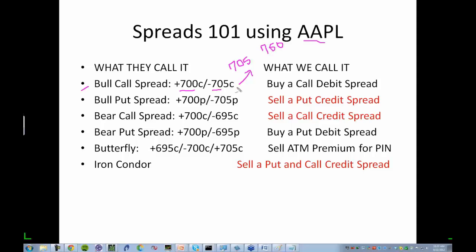What they call it is a bull call spread. What we call it in the room is, hey, we're going to buy a call debit spread. To me, that just makes sense. We're buying a call debit spread. It's kind of like a covered call. Now, I'll be honest with you, I'm not a huge fan of debit spreads. I do trade them, but I'm not a huge fan because, in a situation like this, debits are money out, credits are money in.